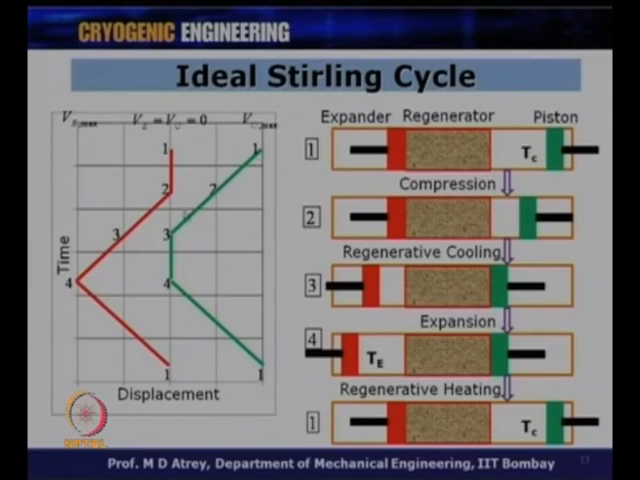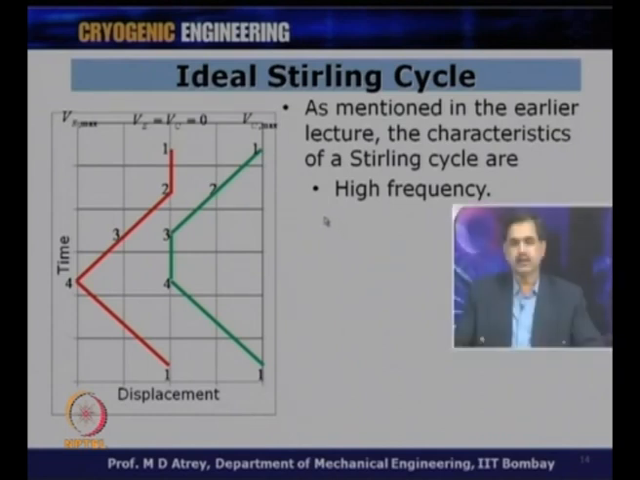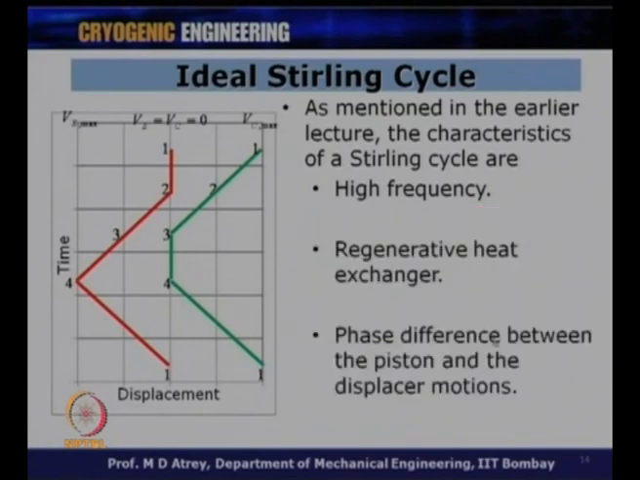For some time there is motion, after some time there is no motion. As mentioned in the earlier lecture, a characteristic of the Stirling cycle is high frequency. We remember that in the Stirling cycle there are no valves between the compressor and expander, and therefore, whatever is the frequency of the compressor piston, the same is the frequency of the expander piston or displacer. So, they move at very high frequency, between, let us say, 30 hertz to 150 hertz or so. There is a regenerative heat exchanger, as well as a phase difference between the piston and the displacer motion. So, both of them do not reach the top dead center at the same time, or the bottom dead center at the same time, which we just saw, and which we can see from this motion also.